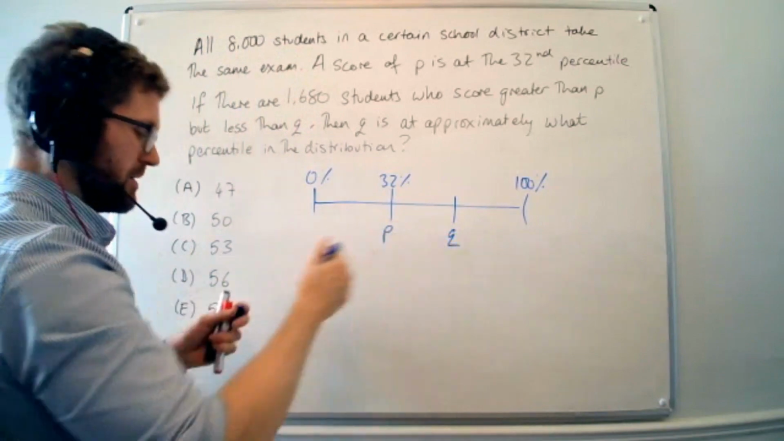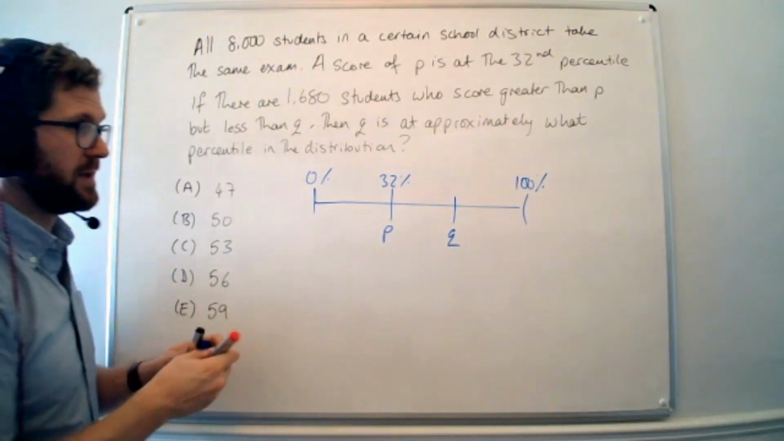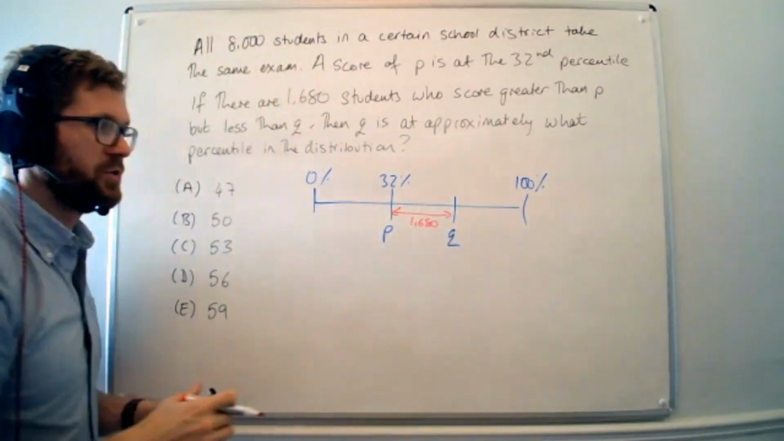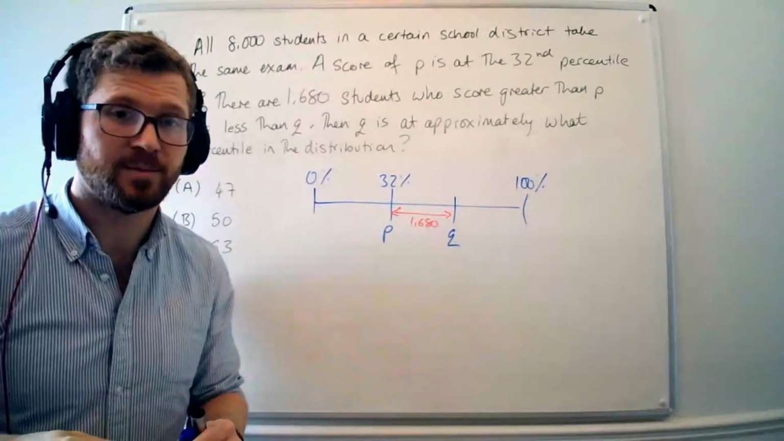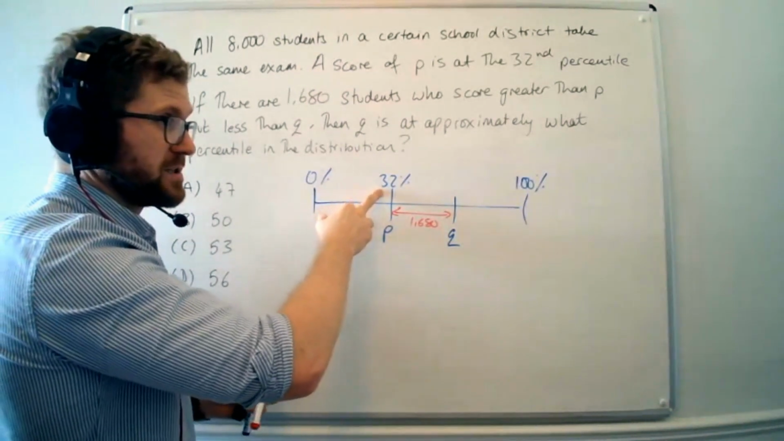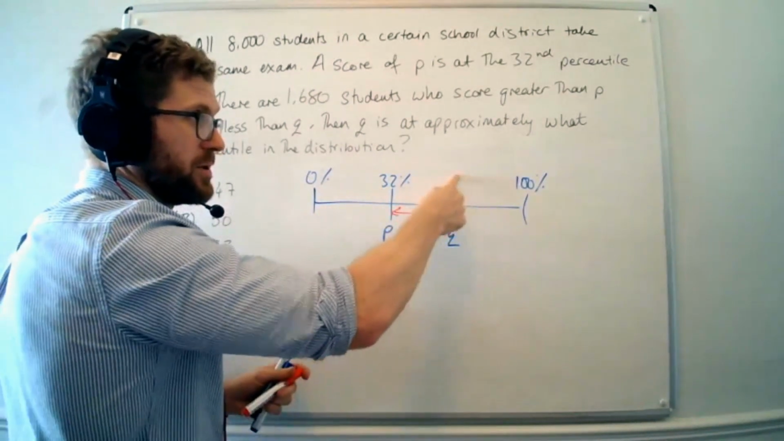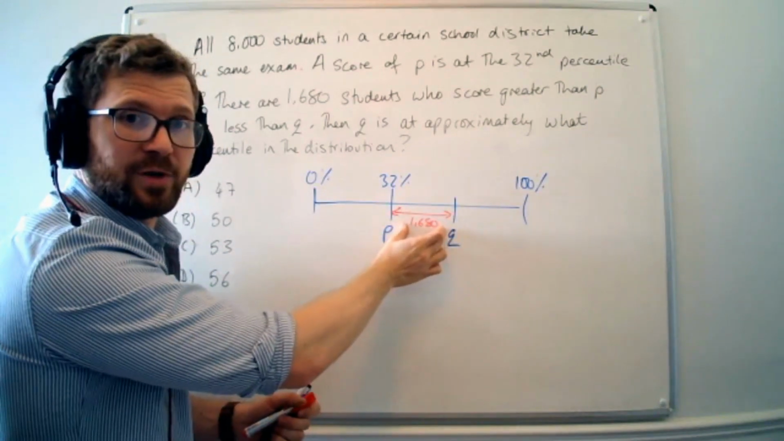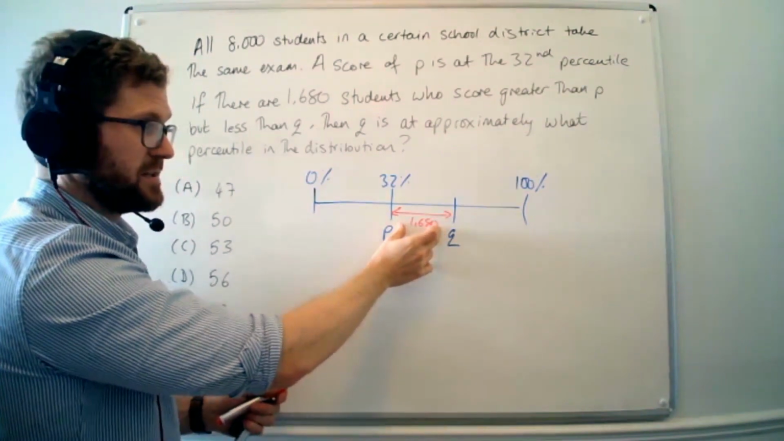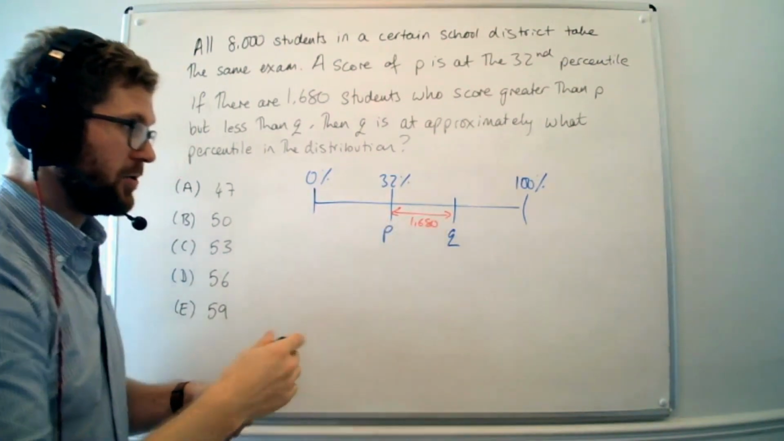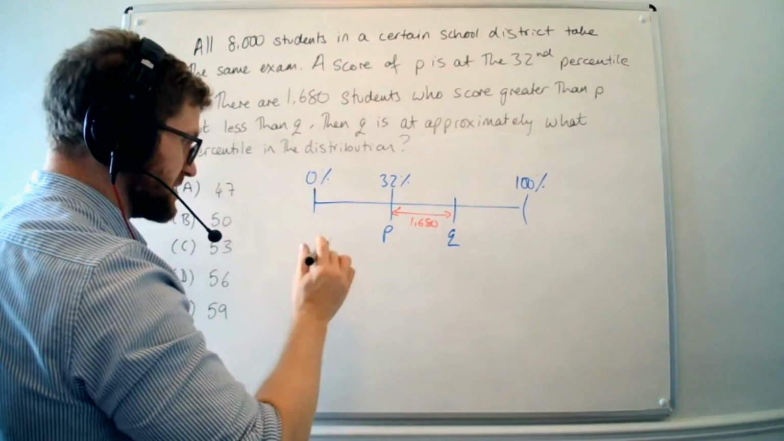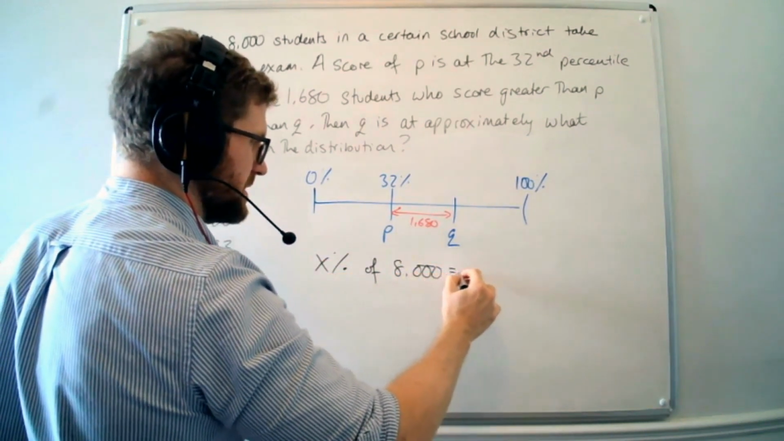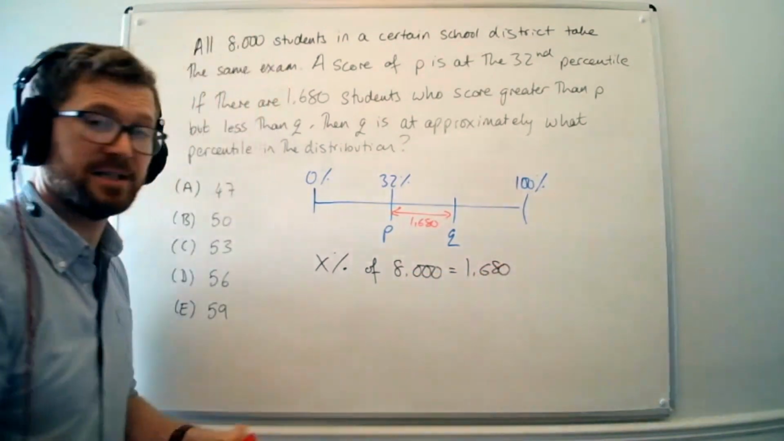Score Q there. Now, the question tells us that there are 1,680 students who are between P and Q. We know that P is at 32%. And so the way that I'm going to find out what percentage Q's at, because that's what I want in this question, is to figure out how much of the total number of students is represented by 1,680. Or in other words, I can rephrase this as X% of 8,000 is going to equal 1,680.